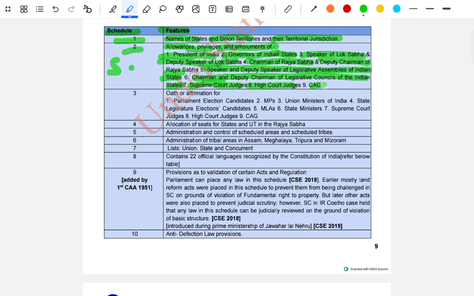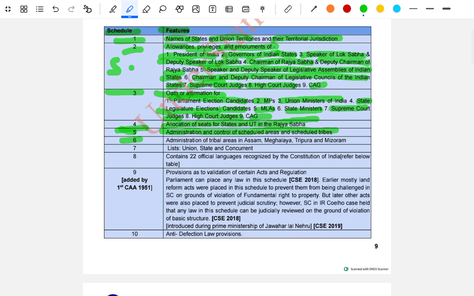Court Judges and CAG. Schedule 3, the oath or affirmation for Parliament election candidates, MPs, Union Ministers of India, State Legislature election candidates, MLAs, State Ministers, Supreme Court Judges, High Court Judges, CAG. Schedule 4, the allocation of seats for the states and union territories in the Rajya Sabha. Schedule 5, the administration and control of the scheduled areas and the scheduled tribes.